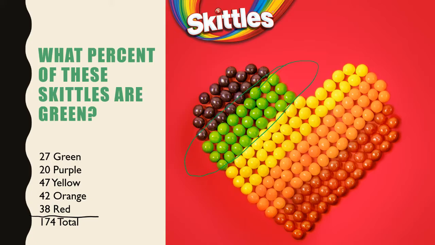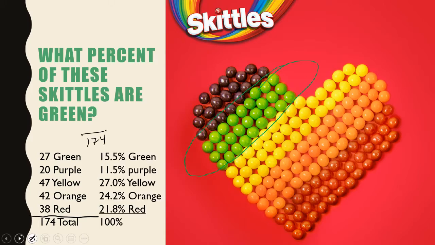Anyway, the total is the 174 on the bottom, right? And the green is the 27 on top. Spoiler alert, there's the answer. So 27 divided by 174 is 0.155, which hopefully you know is 15.5 in a percentage, right? And the percent purple would be 11.5, and the percent yellow would be 27, and all the percentages would equal 100 when added together.